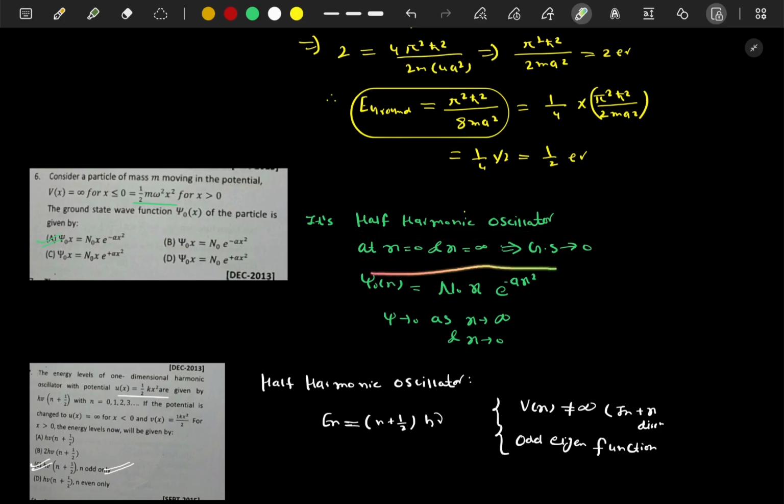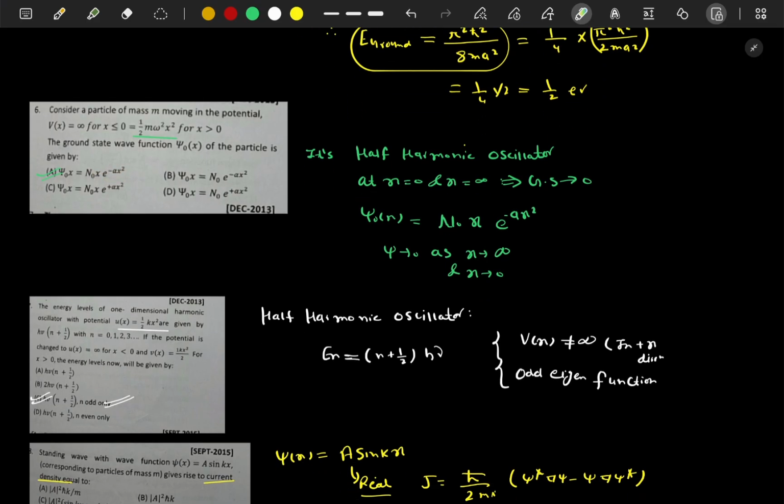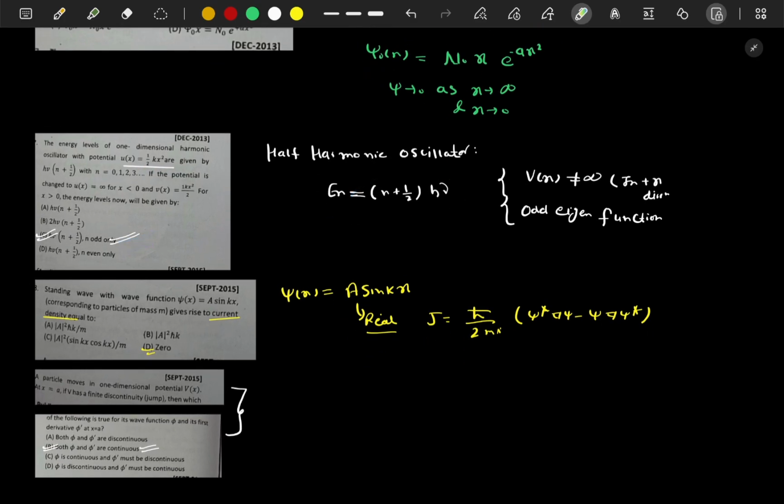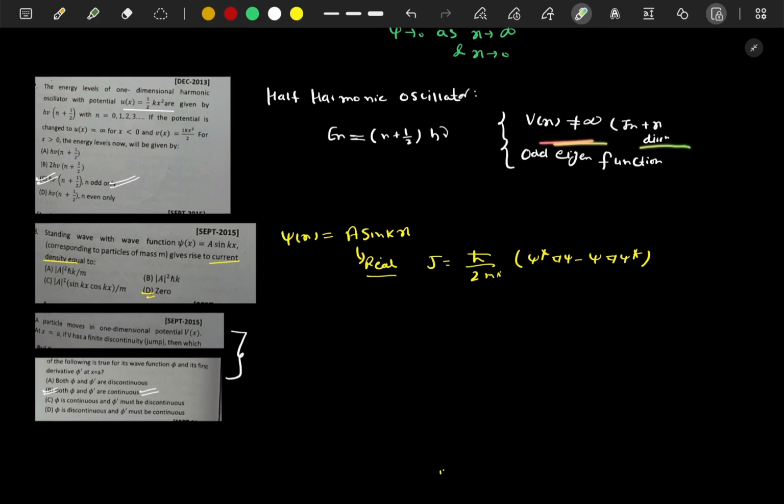So for half harmonic oscillator, the ground state will be 0 at x equal to 0 and x equal to infinity. So only this is satisfying this condition, no other option is satisfying the condition. Again same, it will be half harmonic oscillator and is this, but only for odd functions, because V(x) is infinite.